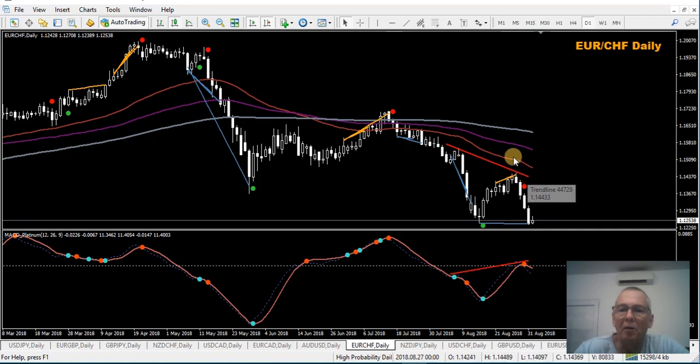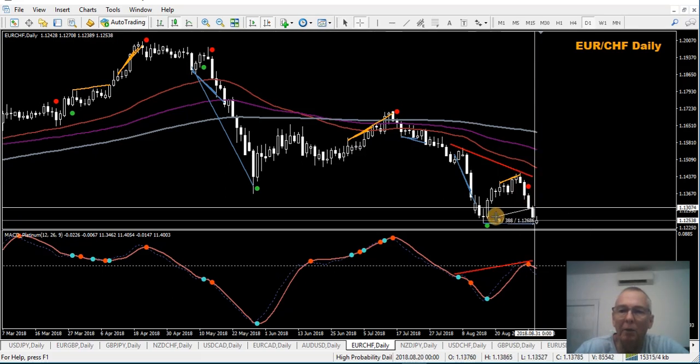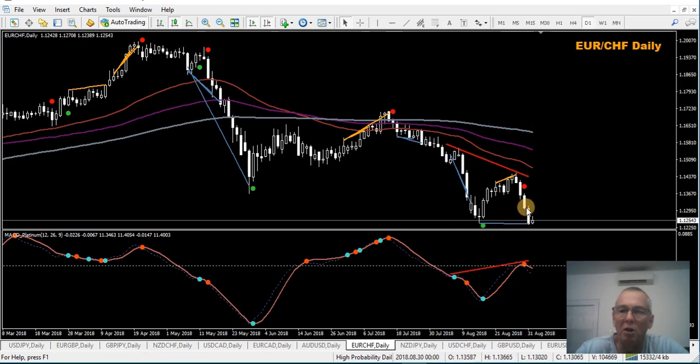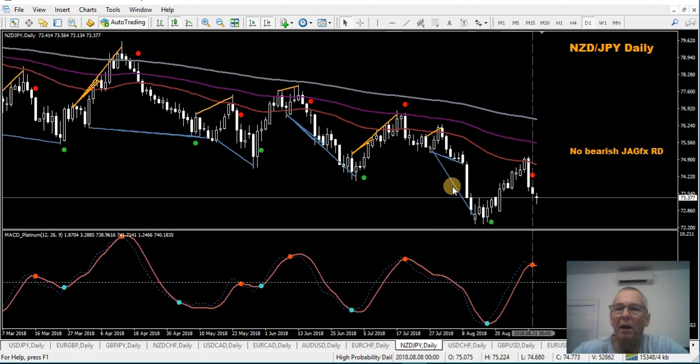I didn't take the sell, I think mainly because it didn't go up close enough to the MAs for my liking, and the entry would have been about this level here, and we're only 60 pips away from that low. I'm not sure if there was bullish JAGfx RD at the time, because that does readjust, so it could have been on this candle. Combined with that and the big gap here, that's probably why I didn't take it. So be it.